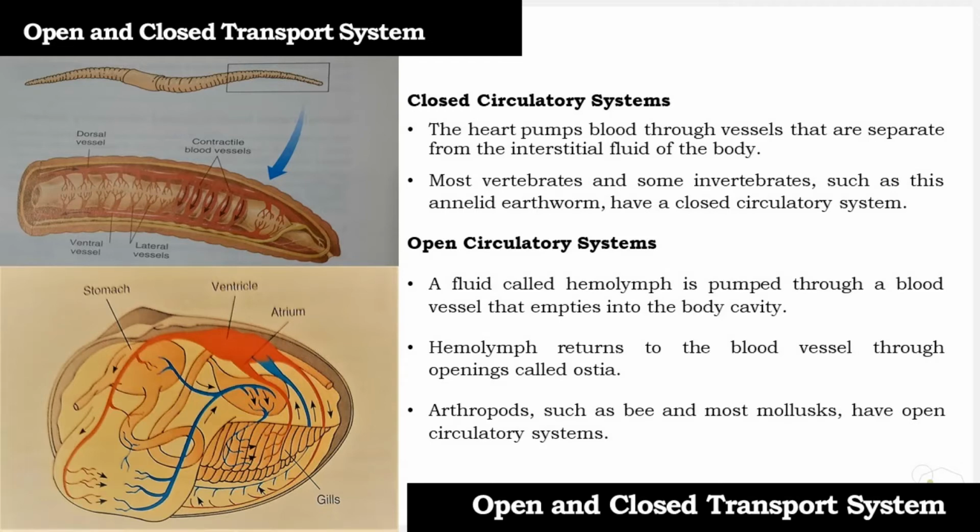Open circulatory systems: a process where fluid called hemolymph is pumped through a blood vessel that empties into the body cavity. Hemolymph then returns to the blood vessel through openings called ostia. Commonly found in arthropods, such as bees, and most mollusks.